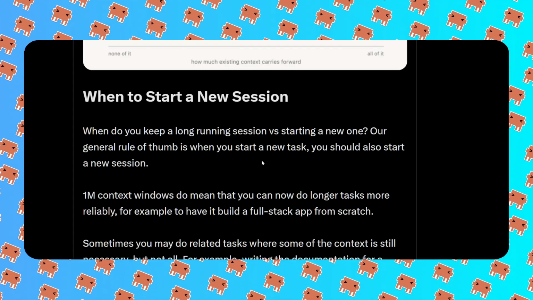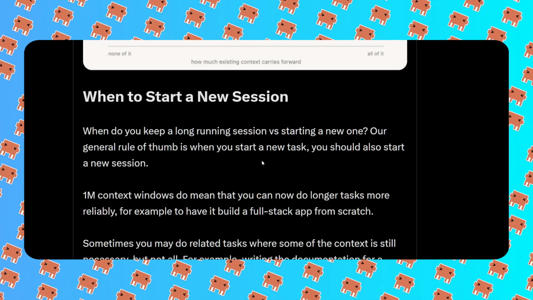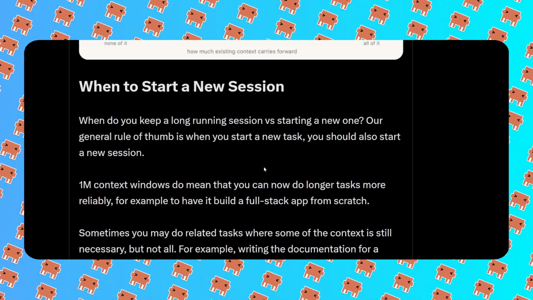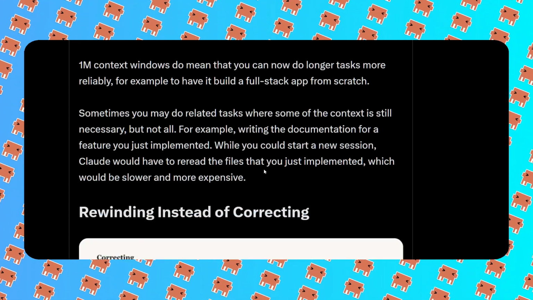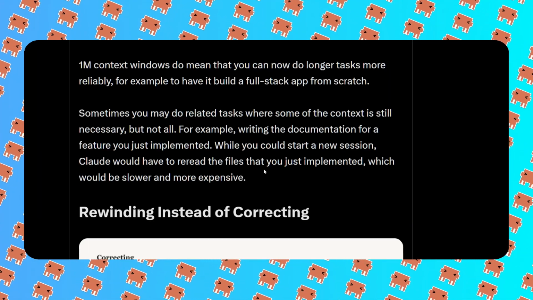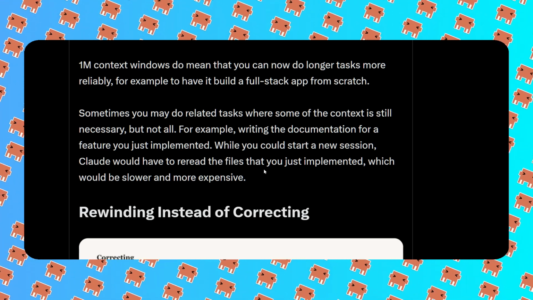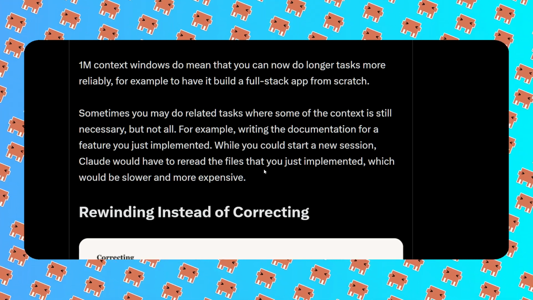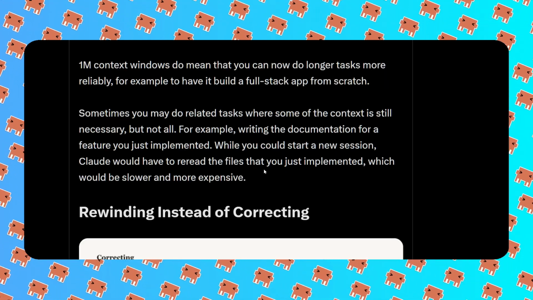So when to start a new session? When do you keep a long running session versus starting a new one? Our general rule of thumb is when you start a new task, you should also start a new session. 1 million context windows do mean that you can now do longer tasks more reliably, for example, to have it build a full stack app from scratch. Sometimes you may do related tasks where some of the context is still necessary, but not all of it. So that's why you don't want it to fill up.